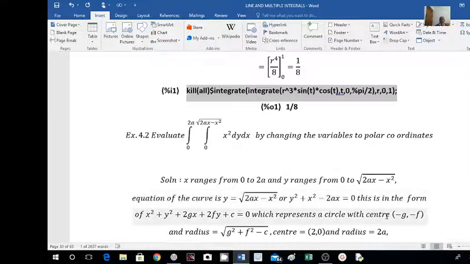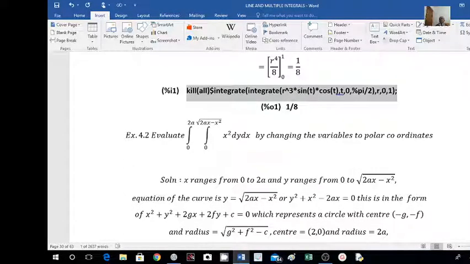What is the center? Minus g, minus f. Here g is minus a, so minus g is equal to a. F will be 0 because there is no y term. So this represents a circle whose center is a comma 0. And what is the radius? Radius is equal to root of g square plus f square minus c. F and c are 0, therefore I am getting root of g square. G is equal to minus a, g square equal to a square, root of a square is nothing but a.